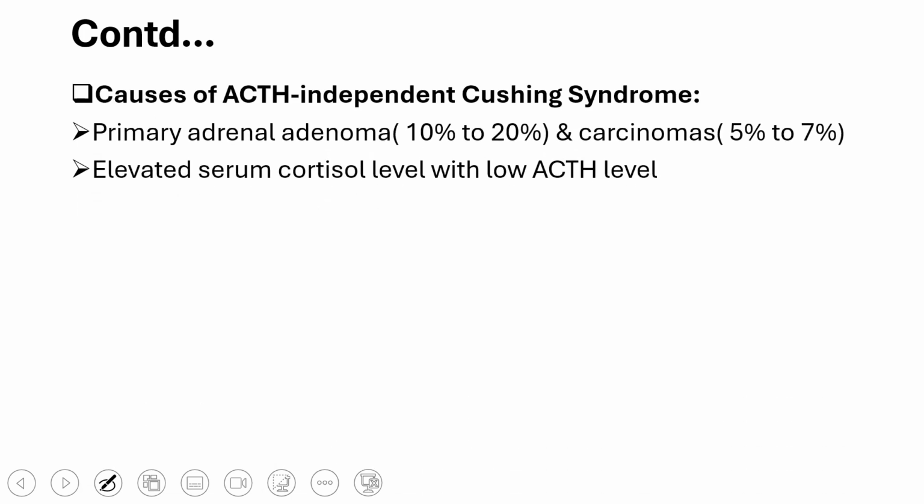And next you can see the ACTH independent Cushing syndromes that result from adrenal adenoma in about 10 to 20% of cases, or carcinomas in 5 to 7% of cases. And there is a high level of serum cortisol but a low level of ACTH due to the negative feedback inhibition of ACTH secretion from the anterior pituitary corticotrope cells.